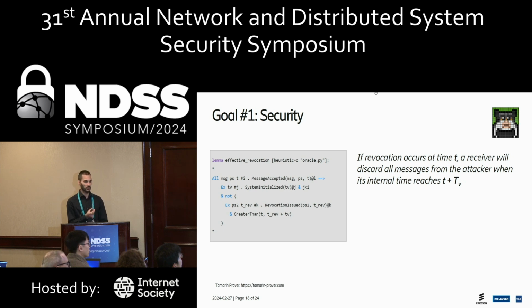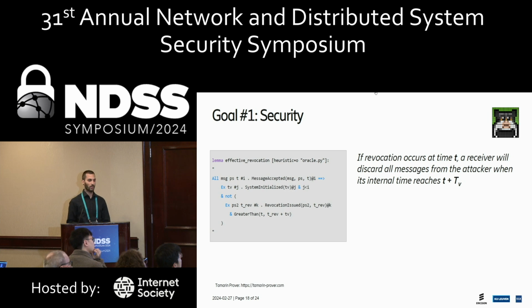So again, we have this parameter TV here, which is a tolerance defined before. So this means that we now have a specific time, or an upper bound, after which the attacker will be considered revoked. But this time is for that particular receiver. And since we're using this synchronization scheme using heartbeats, all the receivers are not synchronized in the same way, because there might be some delays in the network, so some receivers might be a bit behind, for example.